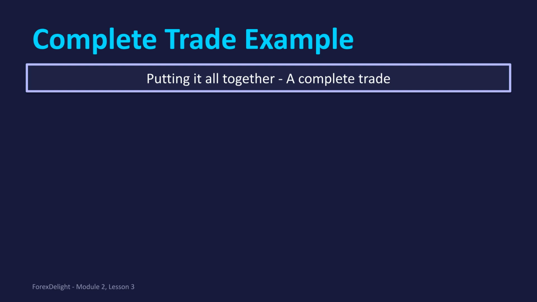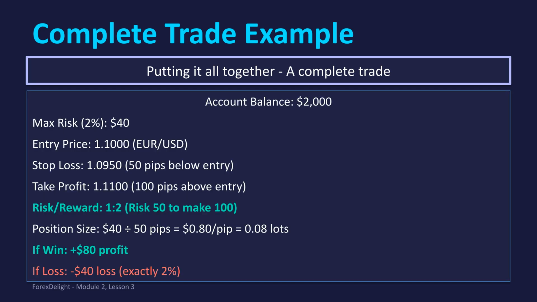Let's put it all together with a complete trade example. With a $2,000 account and a max risk of 2% or $40, an entry at 1.1000, a stop loss at 1.0950, and a take profit at 1.1100 gives you a 1-to-2 risk/reward ratio. This requires a position size of 0.08 lots, resulting in either an $80 win or an exact $40 loss.